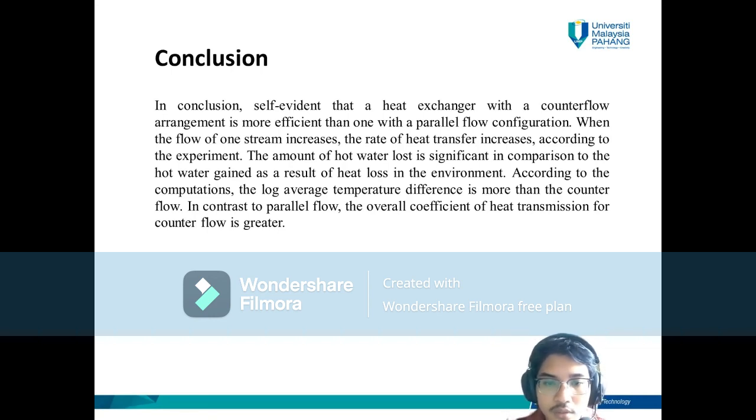According to the computation, the log average temperature difference is more than the counterflow. In contrast to parallel flow, the overall coefficient of heat transmission for the counterflow is greater. That's all from us. Thank you.